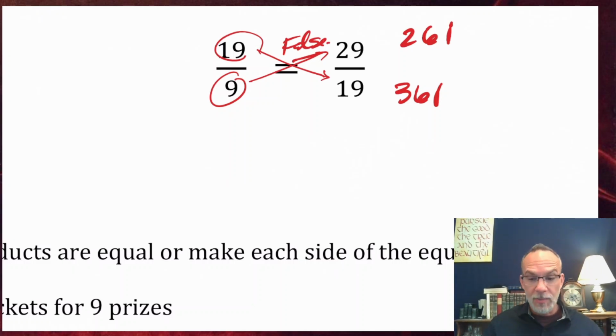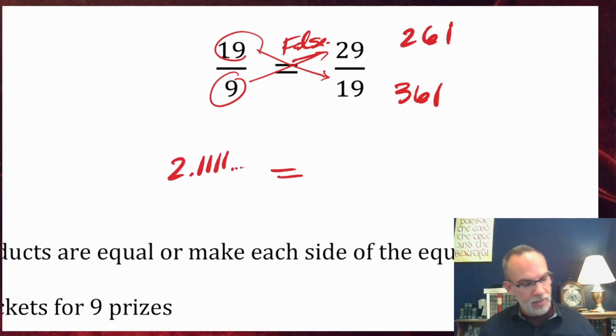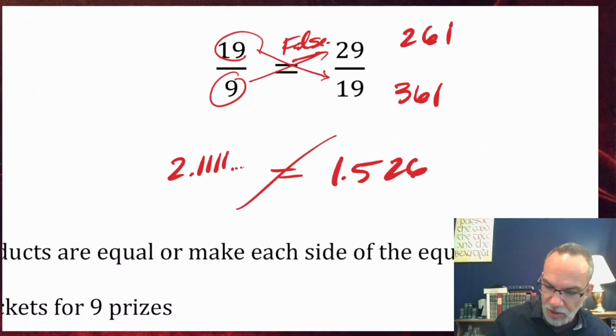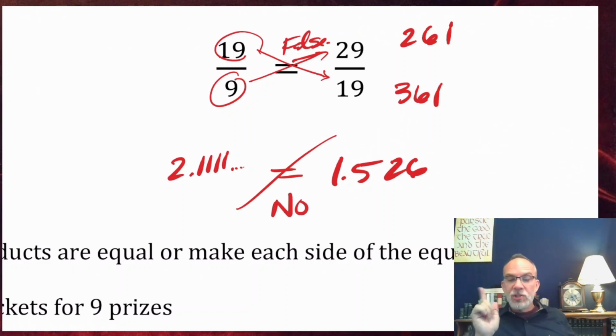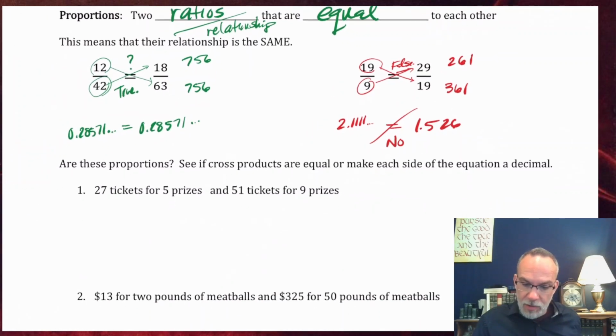Now, you can also put them into decimals. What if I did 19 divided by 9? I'm getting 2.1111 repeating on the left-hand side. And then 29 divided by 19, I'm getting, oh my gooseness, 1.526. So certainly not. This is no. That's not a proportion. Those two fractions are not equal to each other. Okay. Now, so here we go. If the cross products are equal, or you can just convert each side to a decimal.